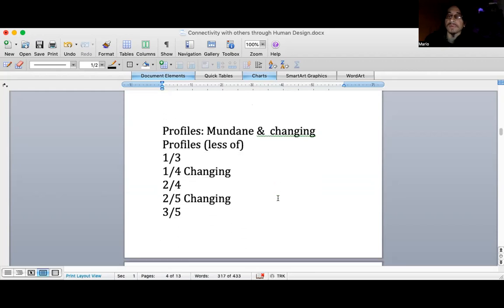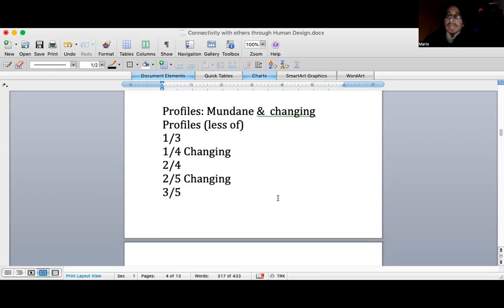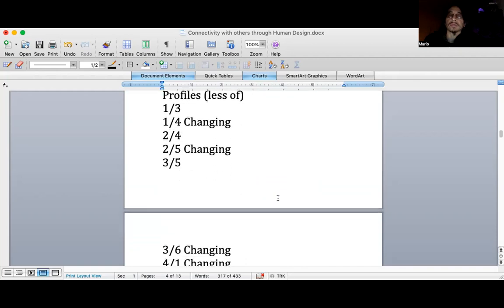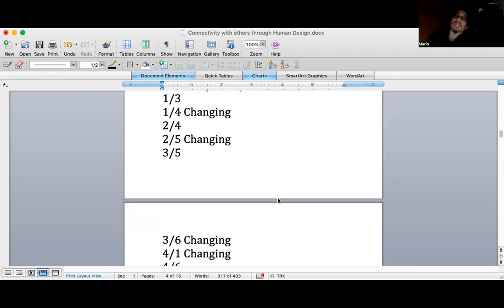Now here are the examples of all the profiles, the mundane and the changing profiles. So we have 1-3, which is the beginning of the profiles. And the 1-3 gets information before any other type. It's the foundation. And the 1-4, which is next, is the changing profile. The 1 harmonizes with the 4. So what that means is that the changing profiles harmonize with themselves. It's like a conscious unconscious dynamic.